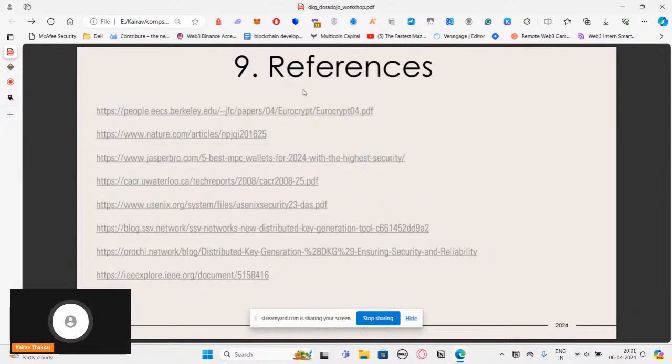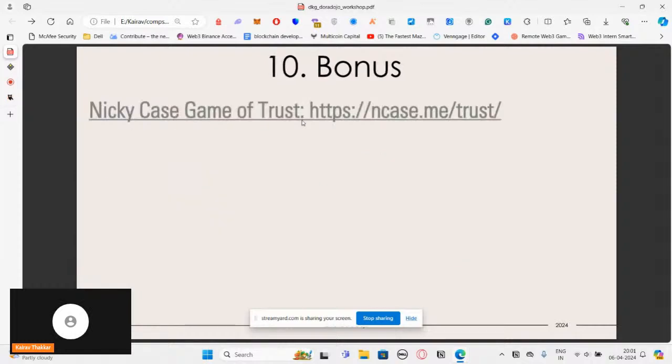Okay, there are some issues with the research paper. I would open it shortly after we go through the last section. The last is Nicky Case's Game of Trust.